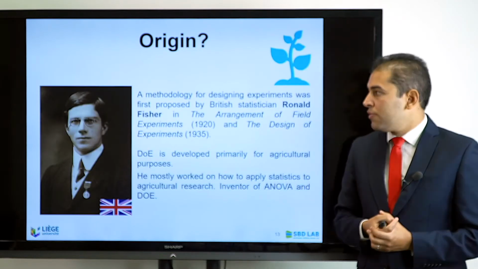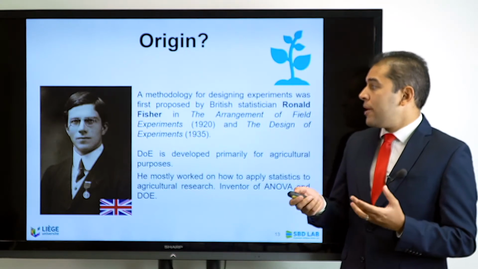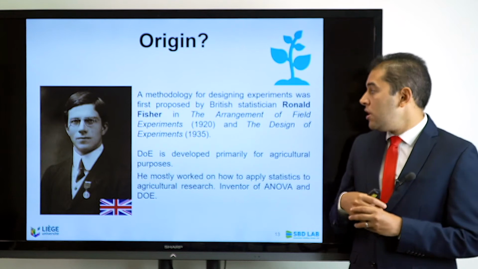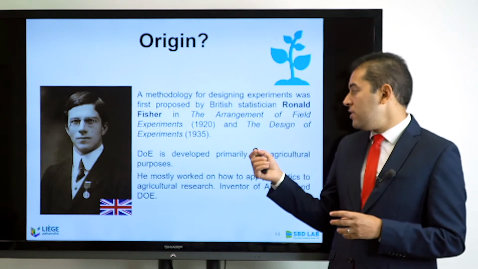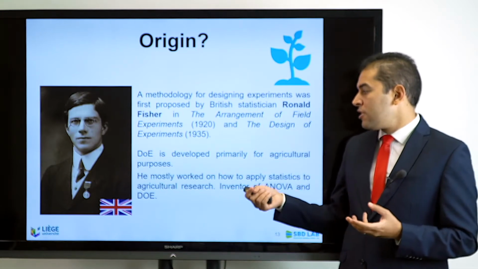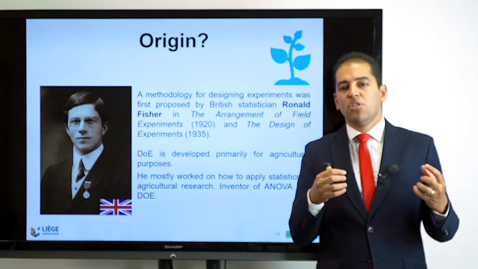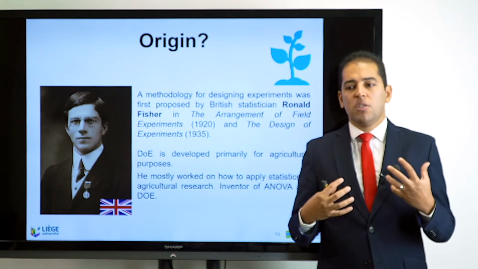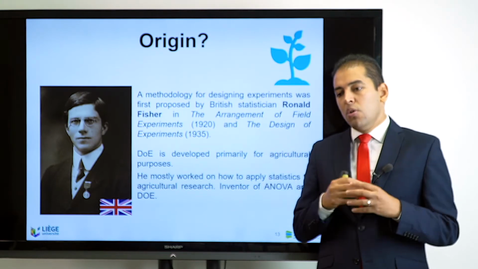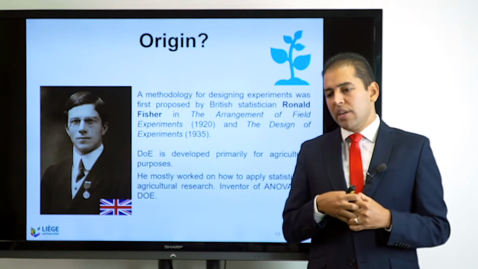Now, what is the origin of the design of experiment? Well, this methodology, which is a pure statistical methodology for designing experiments, was first proposed by the British statistician Ronald Fisher, in The Arrangement of Field Experiments in 1920 and The Design of Experiments book in 1935, where he explained this methodology. The design of experiment was developed primarily for agricultural purposes. At that time, there were different combinations varying the crops, the fertilizers, the watering, the nature of soil. You see so many different factors around one phenomenon of, for example, yield or high productivity of agricultural production.